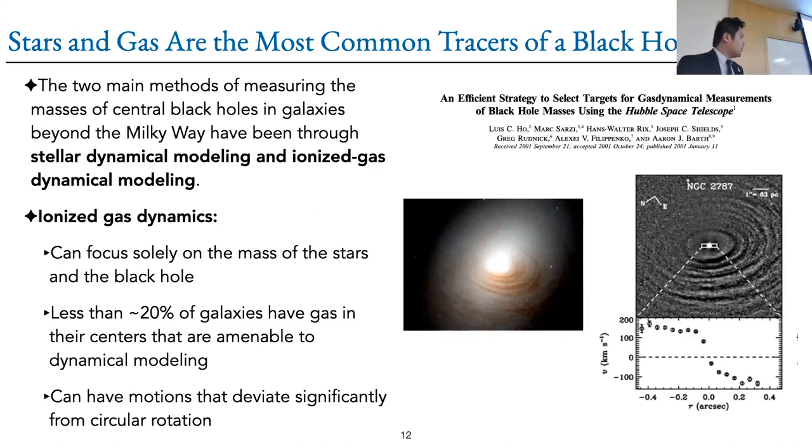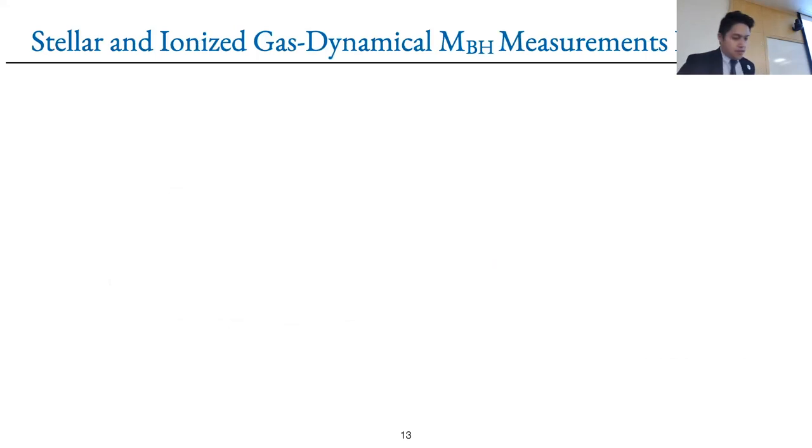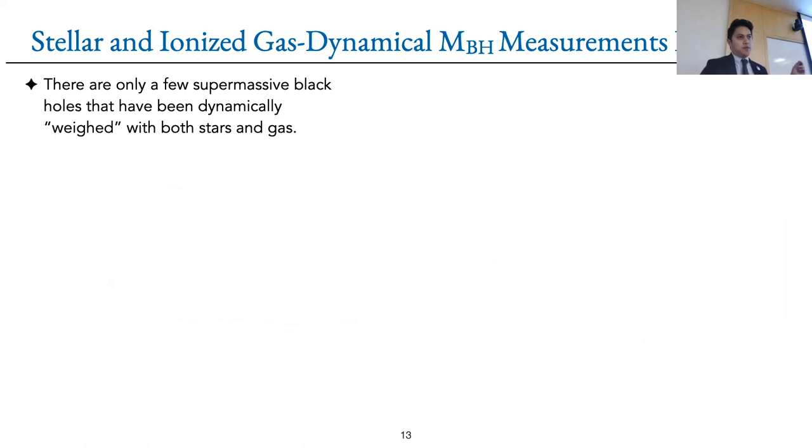Now, like I said, not all galaxies have these gas disks that can be used to dynamically model and measure the black hole mass. And the gas, because it's a collisional fluid, doesn't just respond to gravity, it can respond to non-gravitational forces as well. And so it can get pushed around more easily than stars. So one problem is that these mass measurements, when you are lucky enough to have a black hole that has been measured by both of these techniques, they typically give different answers.